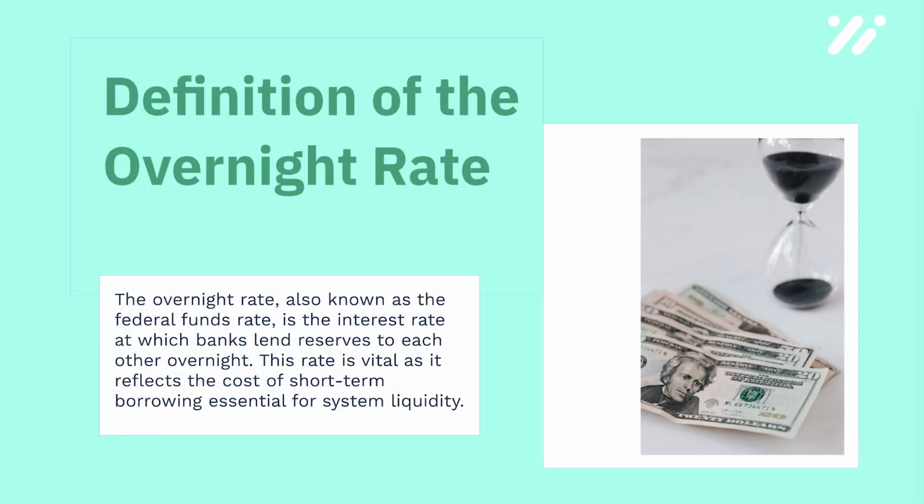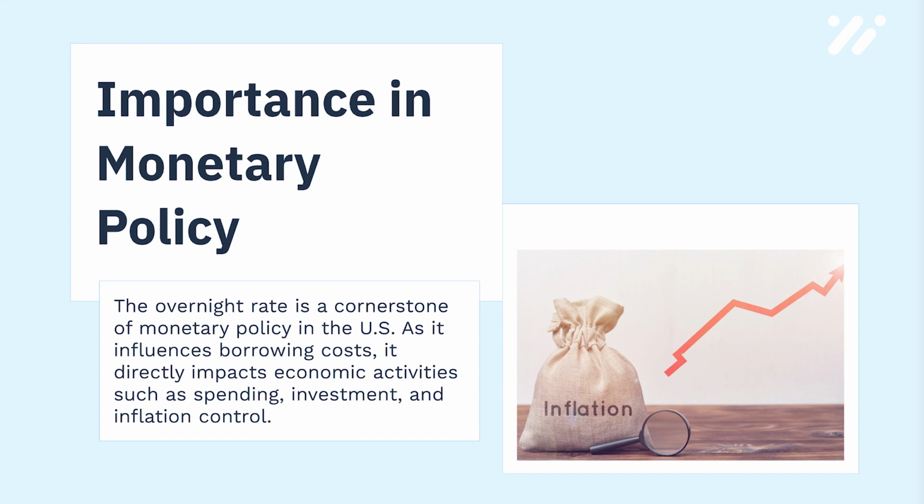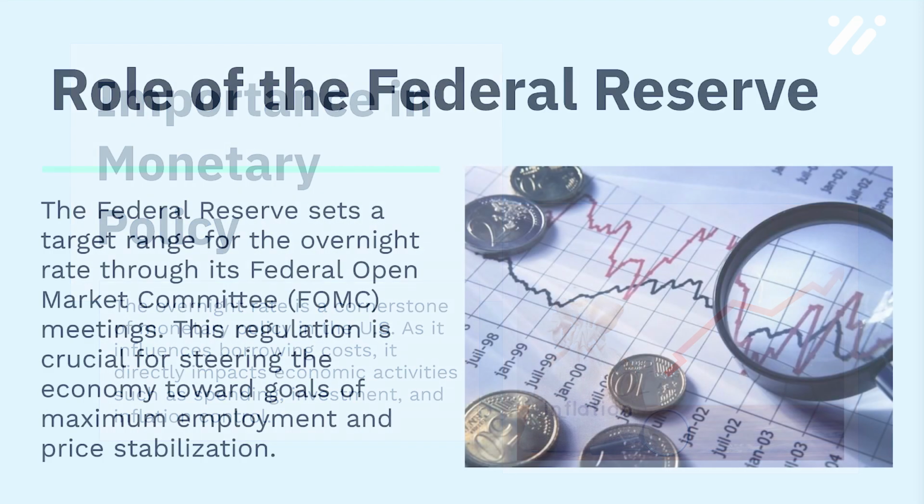The overnight rate, commonly referred to as the federal funds rate, is the interest rate at which depository institutions, such as banks and credit unions, lend reserve balances to each other overnight. It is a cornerstone of monetary policy in the United States and plays a critical role in the broader economy by influencing borrowing costs, economic activity, and inflation.